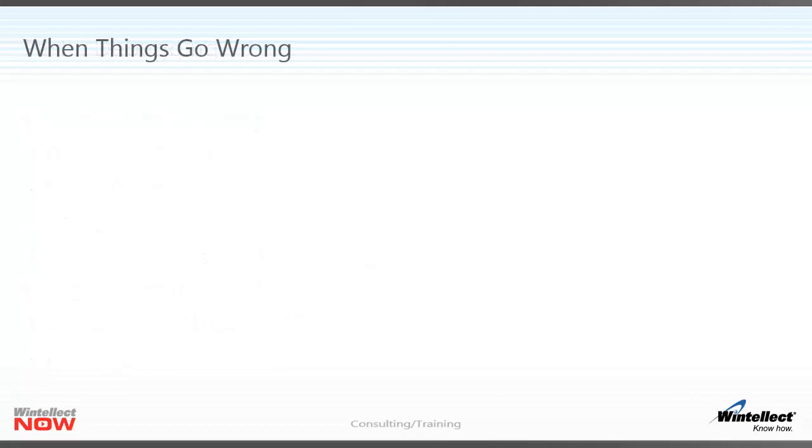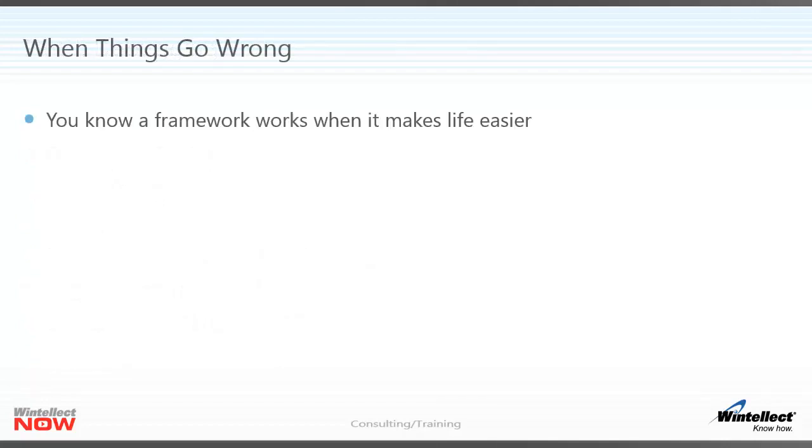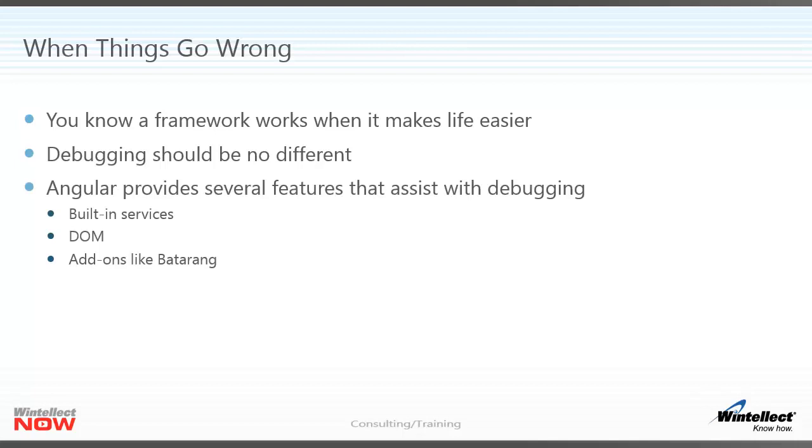So let's talk about when things go wrong. The way that you know a framework works is when it makes life easier. And you may have been part of a team that adopted a framework that seemed to just overcomplicate things, and that's most likely a bad practice. You want a framework to ease what you're doing and not complicate it, and Angular is no different. So specifically, debugging Angular should be no different. If you find it's more complicated to troubleshoot issues, then the framework may be providing more aggravation than value. And so it's important to understand how to troubleshoot your tool and debug to maximize your effectiveness.